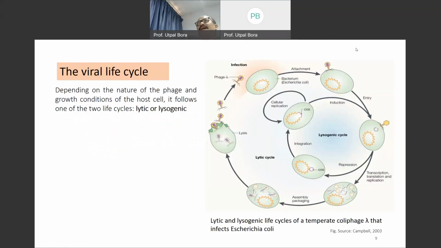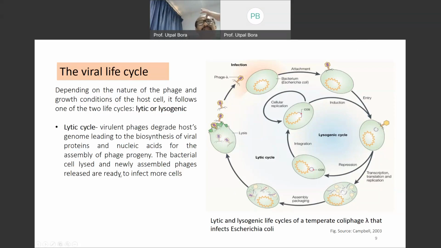Now, I will not spend much time on the viral life cycle. Many of you are well aware of it, but there are two important cycles, the lysogenic cycle and the lytic cycle. So in the lytic cycle, virulent phages degrade the host genome, leading to the biosynthesis of viral proteins and the nucleic acids for the assembly of phage progeny. The bacterial cell is lysed and the newly assembled phages are released, ready to infect more cells.